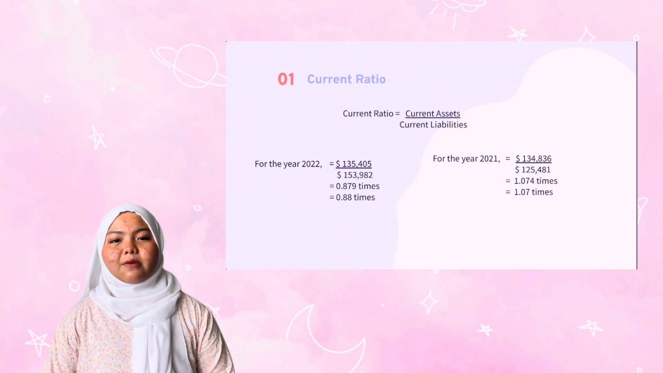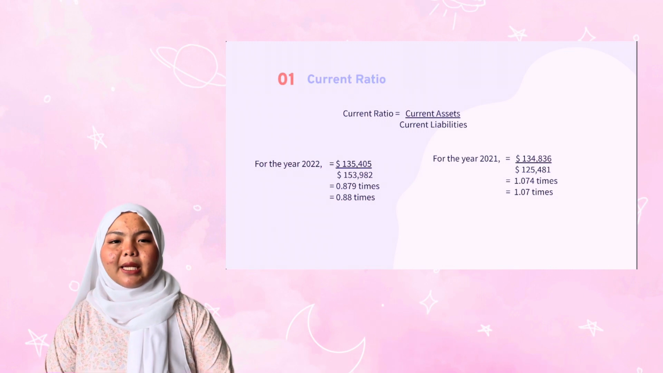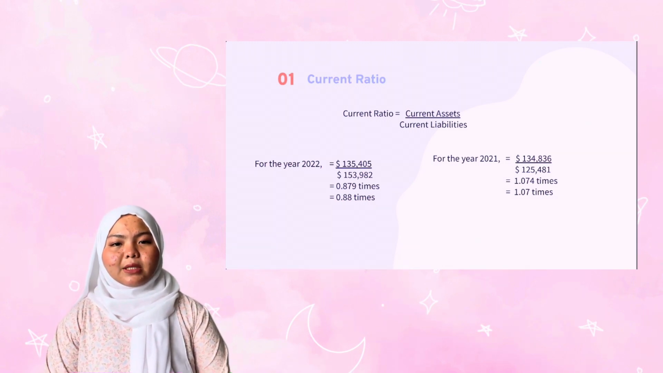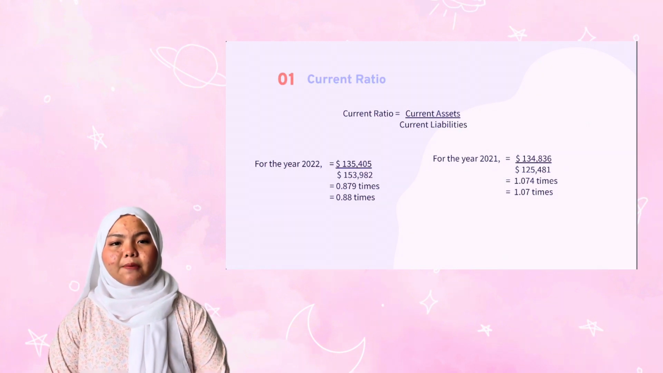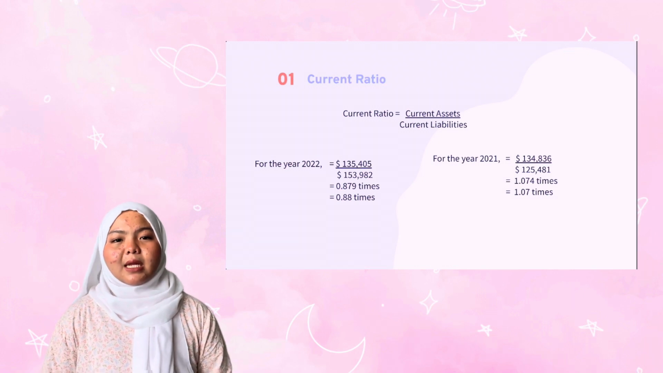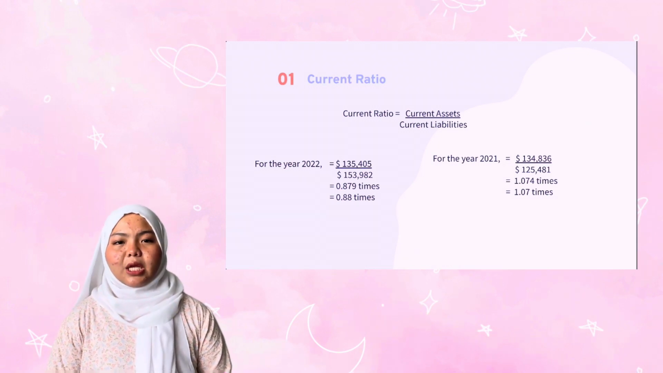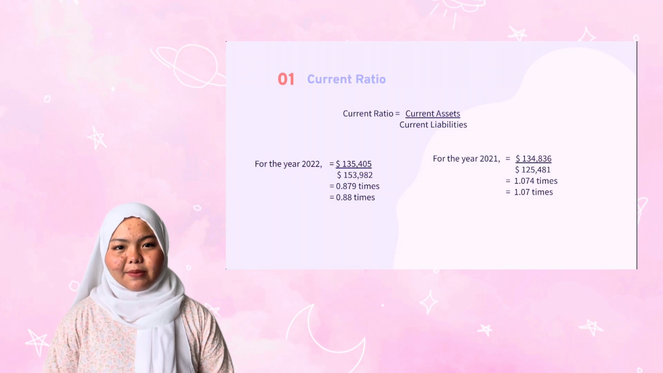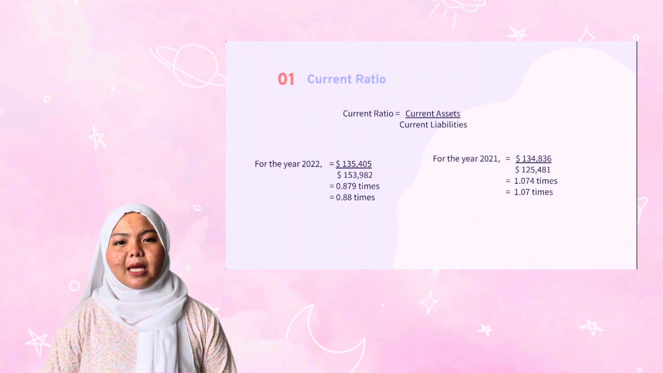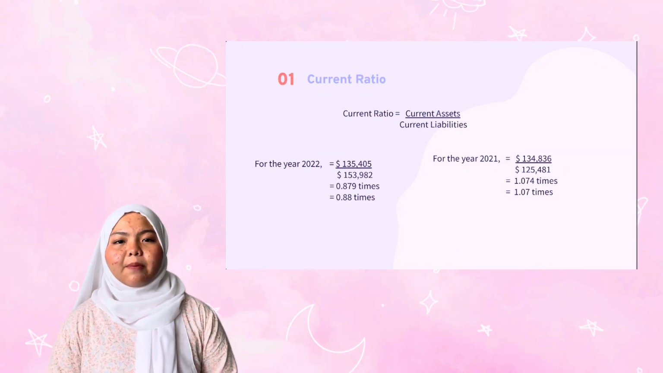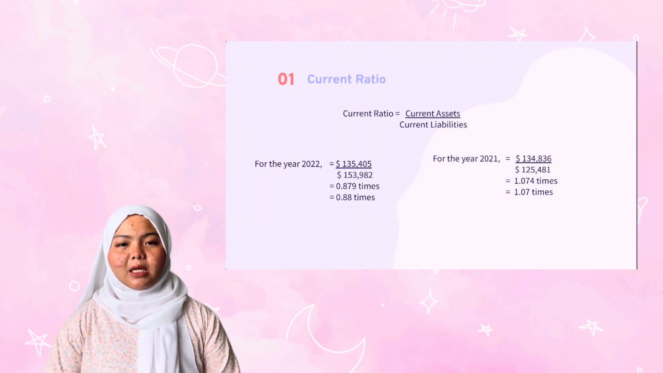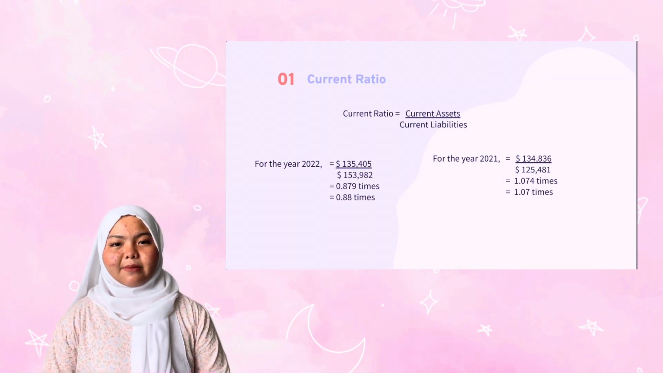Current ratio equals current assets divided by current liabilities. For the year 2022, which is $135,405 million divided by $153,982 million equals 0.88 times. For the year 2021, which is $134,836 million divided by $125,481 million equals 1.07 times.